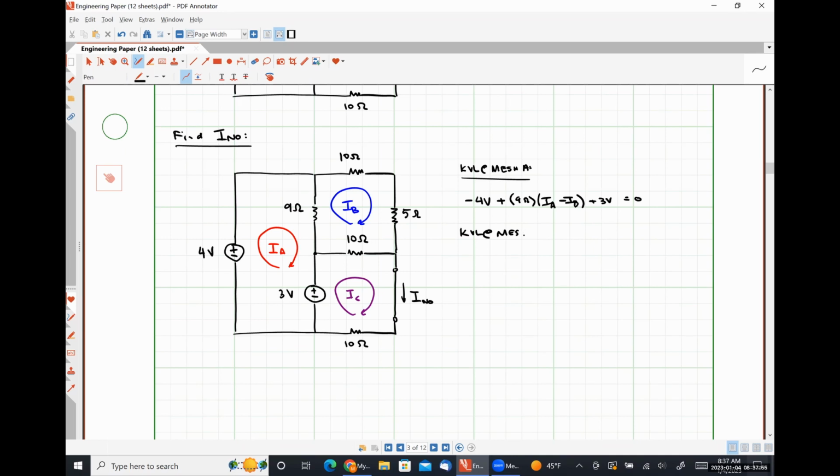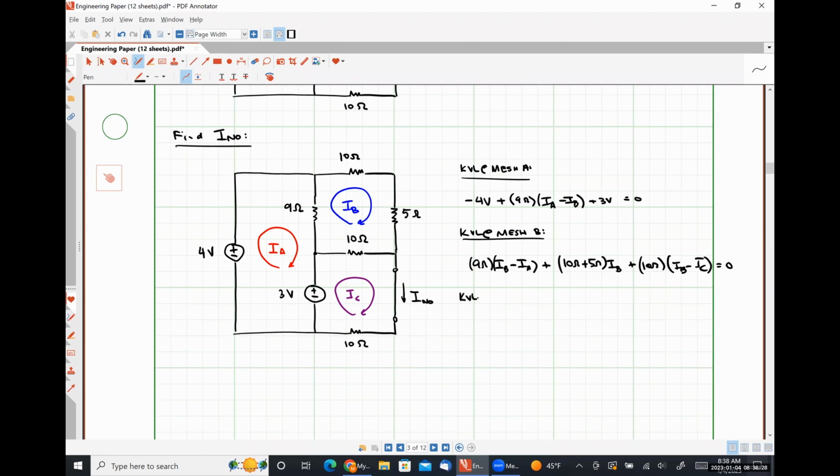KVL at mesh B, we are going to have 9 ohms times (IB minus IA). Then we're going to have 10 ohms plus 5 ohms times IB. And then we'll have 10 ohms times (IB minus IC). Set all that equal to 0.